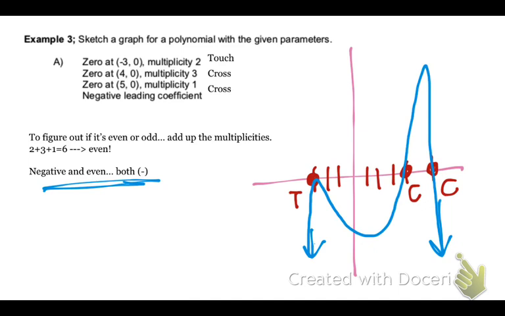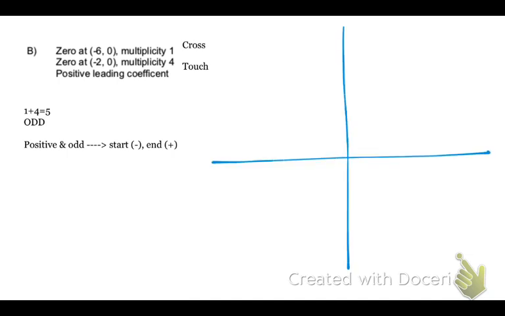Okay? Let's do one more. So negative 6, 0, multiplicity of 1, that's a cross. Negative 2, 0, multiplicity of 4, that's a touch. 1 plus 4 is 5, so this is an odd graph. And it's odd and positive, which means you start negative and you end positive. From that information, we can graph this.